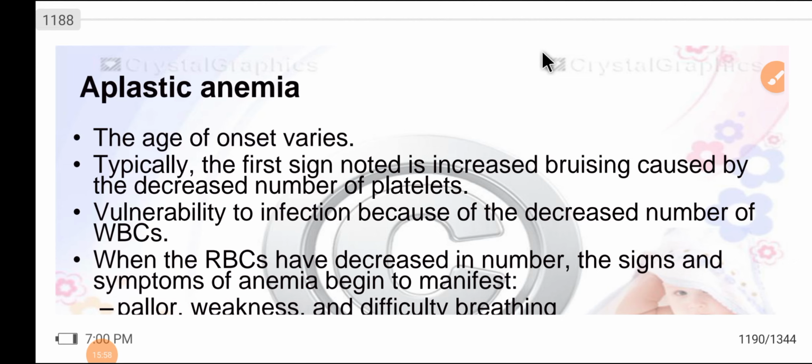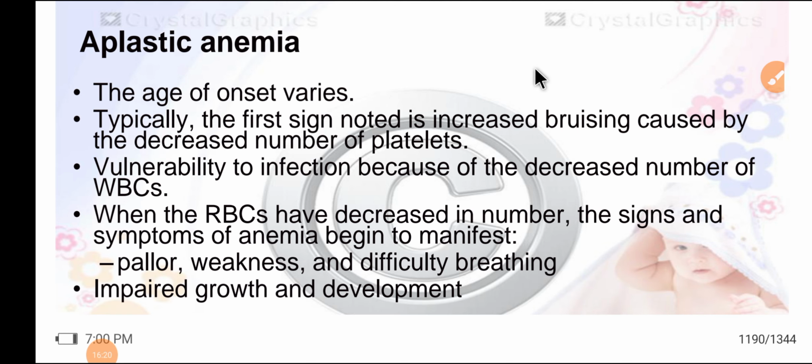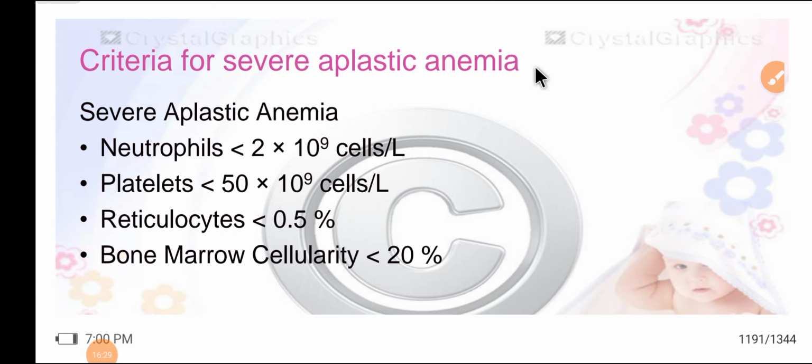Typically, the first sign noted is increased bruising caused by the decreased number of platelets, and vulnerability to infection because of the decreased number of WBCs. When the RBCs have decreased in number, the signs and symptoms of anemia begin to manifest: pallor, weakness and difficulty breathing, impaired growth and development.